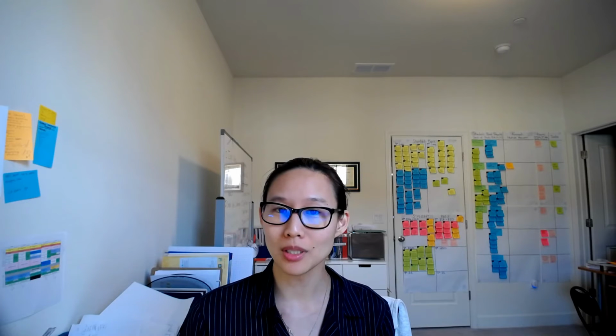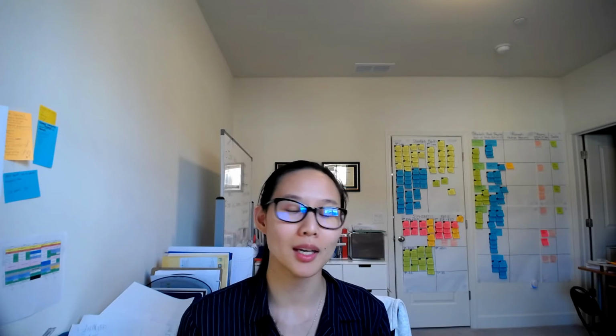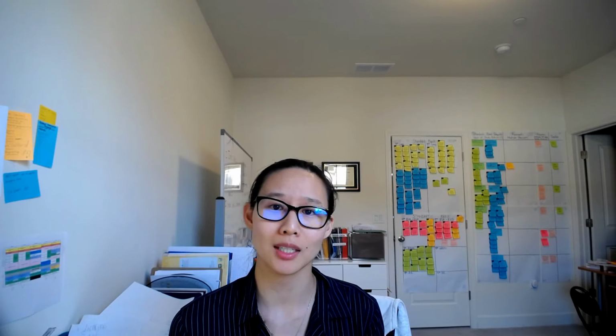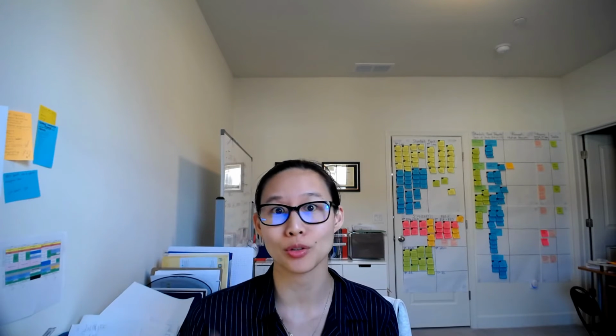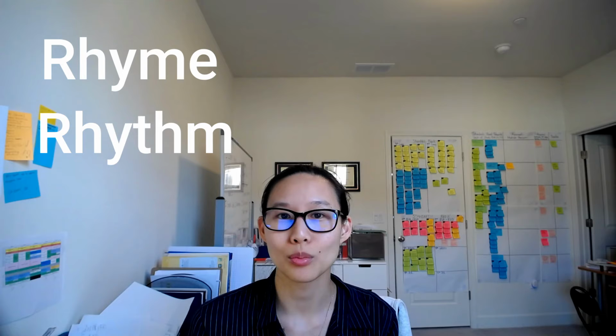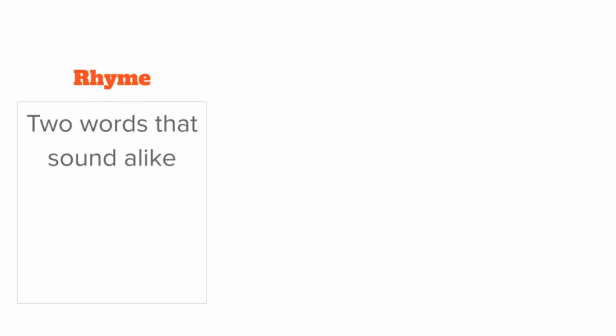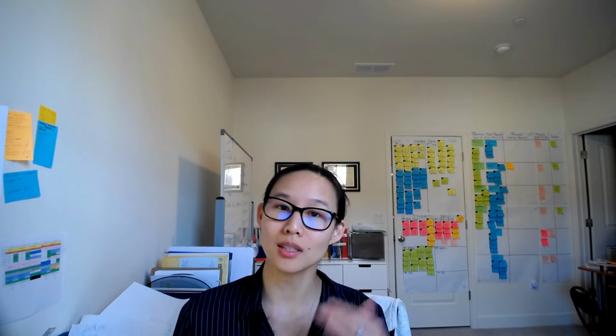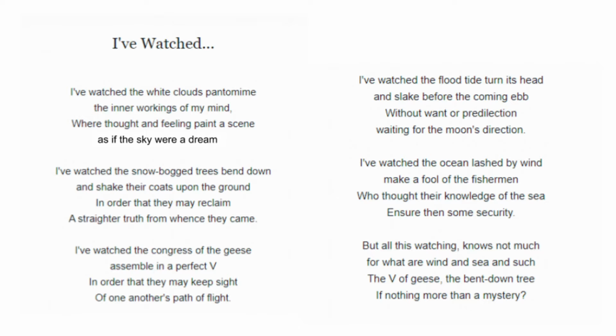Now, poetry is not all about imagery and figurative language because you can use those techniques in other works, such as creative writing or narratives. Other elements of genre in poetry are rhyme, rhythm, and meter. Let's start with rhyme. A rhyme is when two words sound alike. So in this example, I have a poem called I've Watched. As you read this poem, you will notice the last words of each verse rhyme.